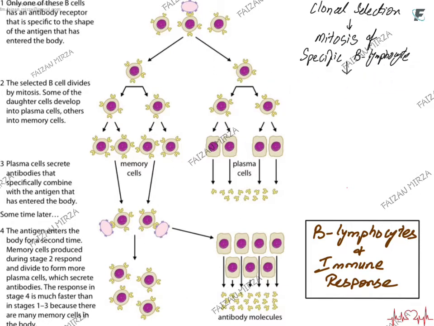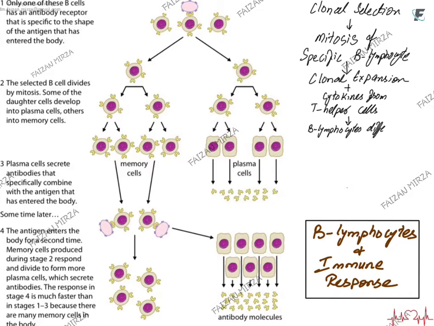Once clonal selection has occurred, what will happen? Clonal expansion will follow, and when clonal expansion occurs, these cells will turn into plasma cells and memory cells. These B lymphocytes will differentiate into either the memory cells or the plasma cells. These are the plasma cells and these are the memory cells.